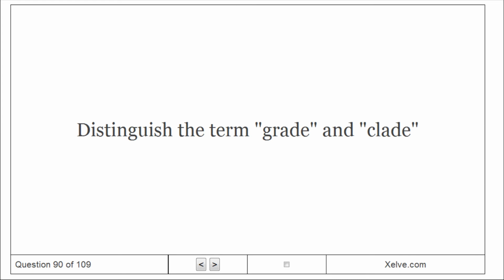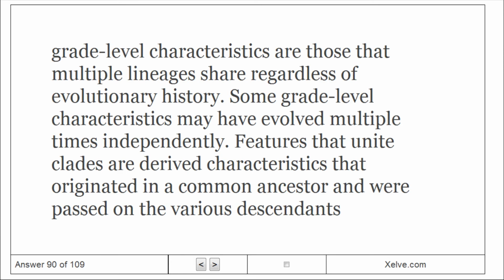Distinguish the terms grade and clade. Grade-level characteristics are those that multiple lineages share regardless of evolutionary history. Some grade-level characteristics may have evolved multiple times independently. Features that unite clades are derived characteristics that originated in a common ancestor and were passed on to the various descendants.